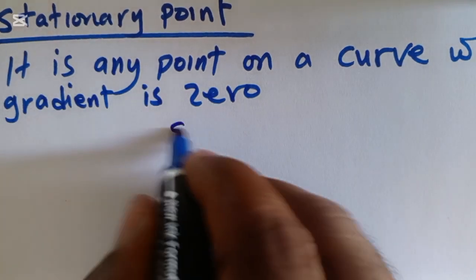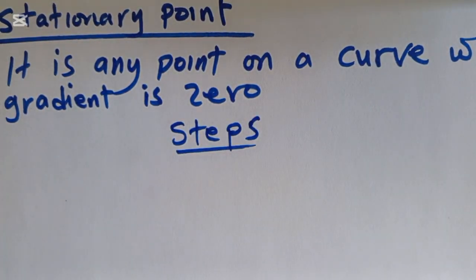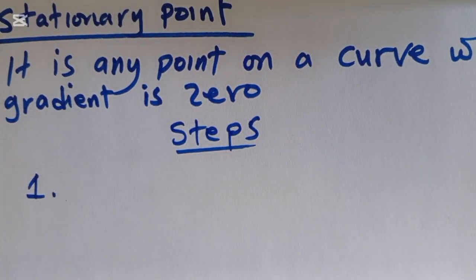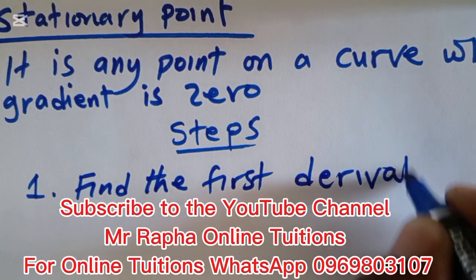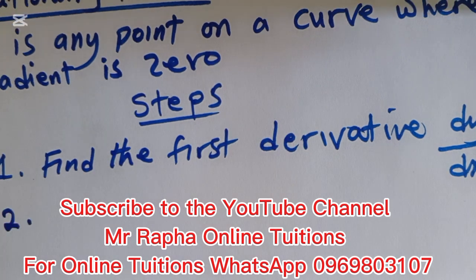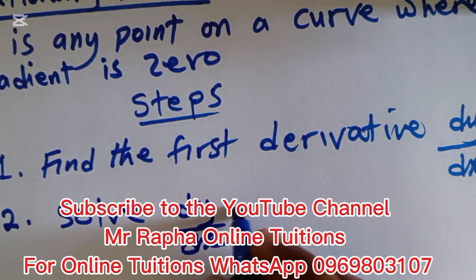So what are the steps we need to follow in order to find the stationary point? Step number one, you need to find the first derivative, which is dy/dx. Then step two, you need to solve for x by saying dy/dx is equal to 0.